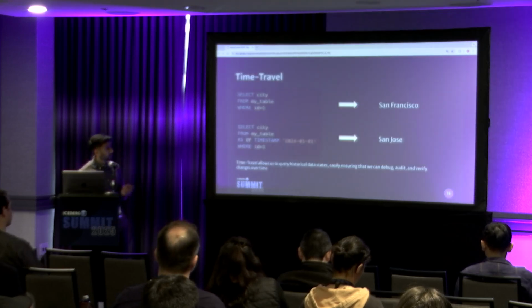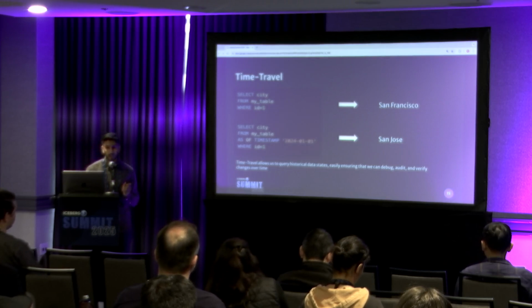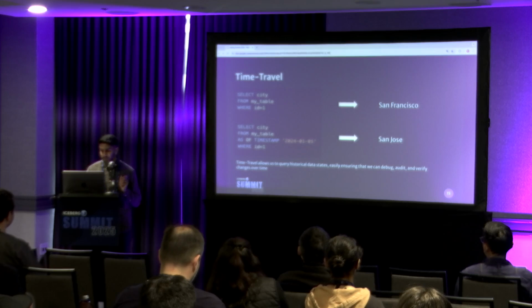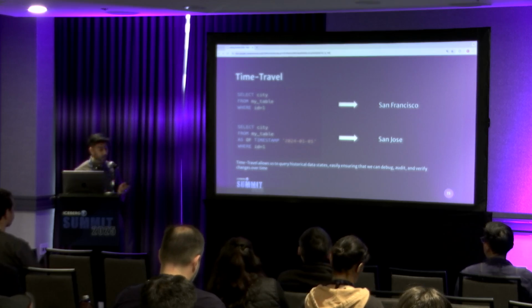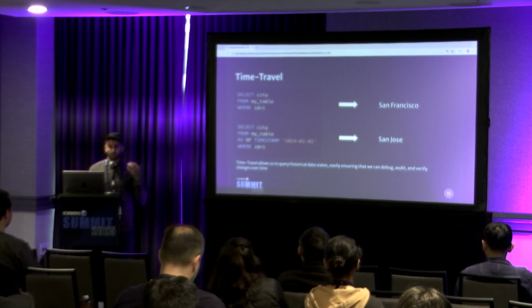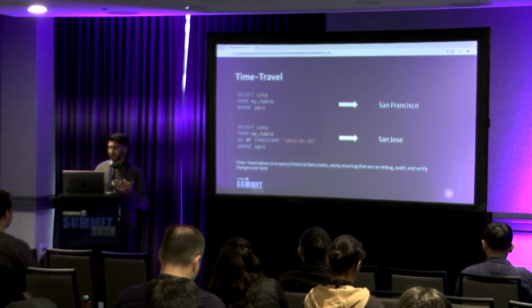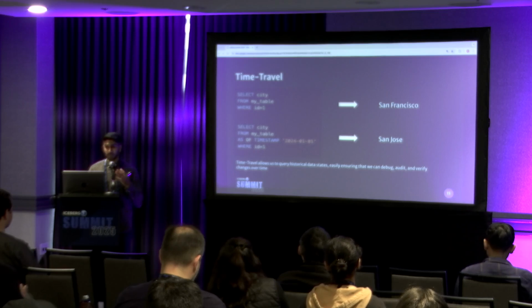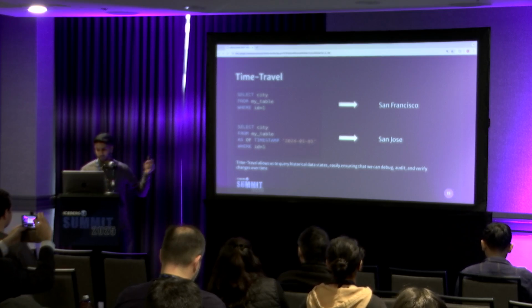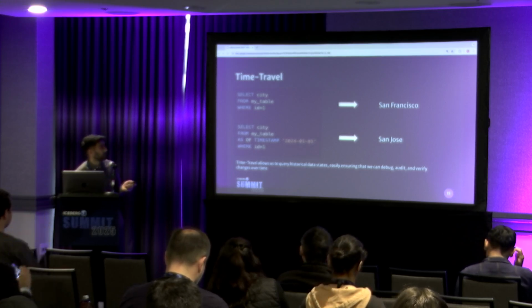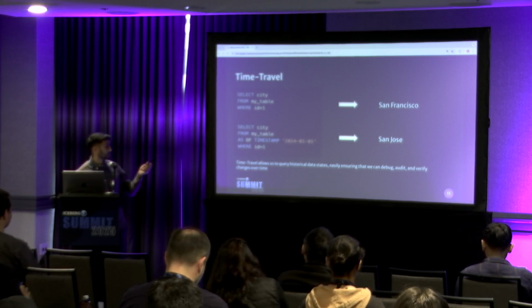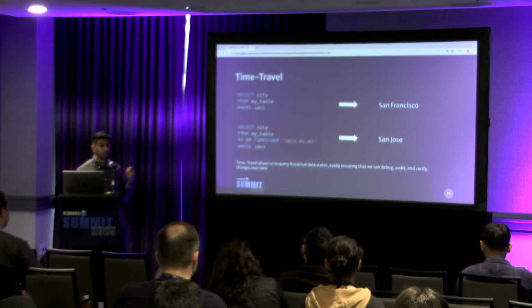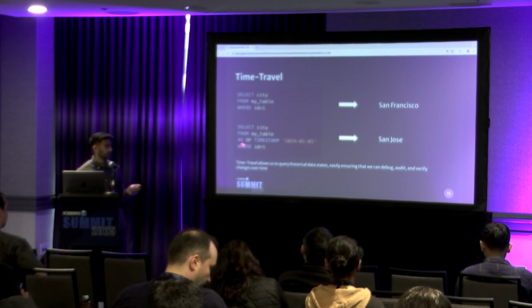And lastly, one of the most powerful features of Iceberg is time travel queries. With time travel, you can, of course, query the table against its latest state, but you can also query the table at any given point in time. In this simple example, if you query the table as of today, for ID equals 1, you would get the value of San Francisco.